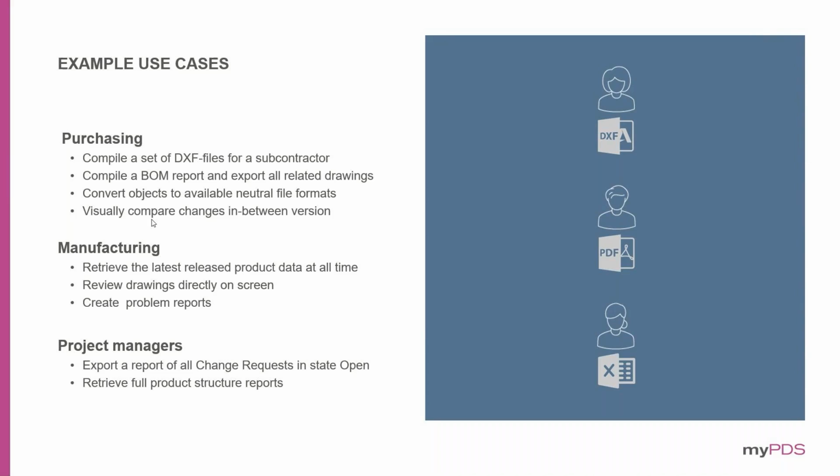And then, of course, they can review drawings directly on the screen. So instead of going in, if they just need to double check a dimension value, they can pull that up directly inside of myPDS search and just review it there instead of having to, once again, have somebody download it for them, send them the PDF, and then they open it up in Adobe. They can do all that directly inside of myPDS search. And then also from a manufacturing standpoint, they may have found an issue or something they want engineering to review. Right from inside of myPDS search, they can go in and create a problem report.